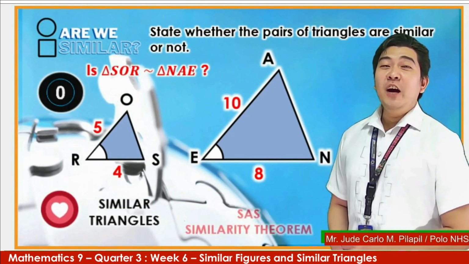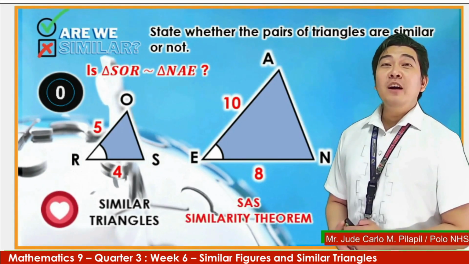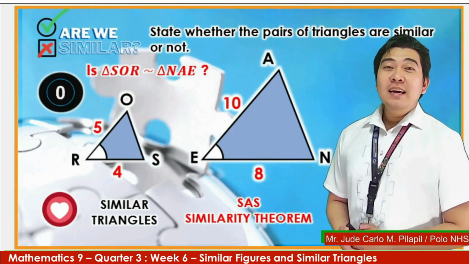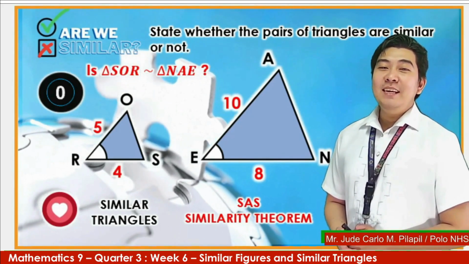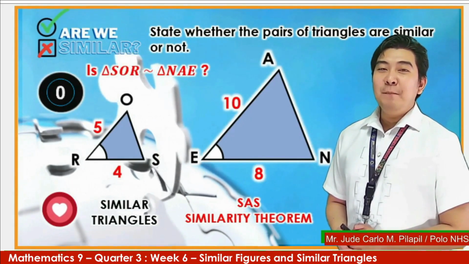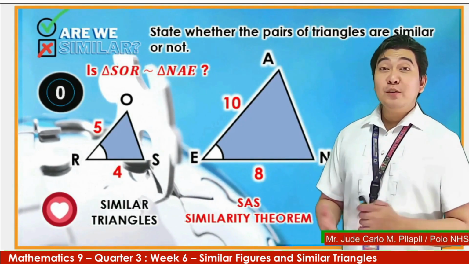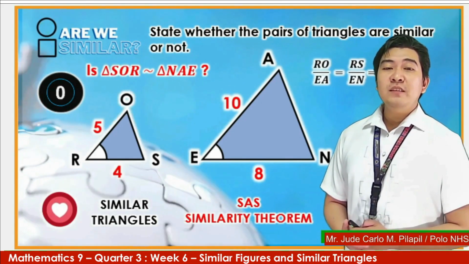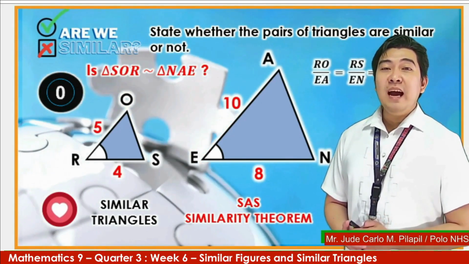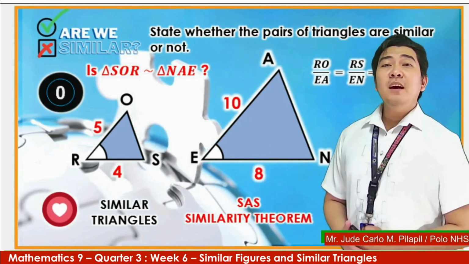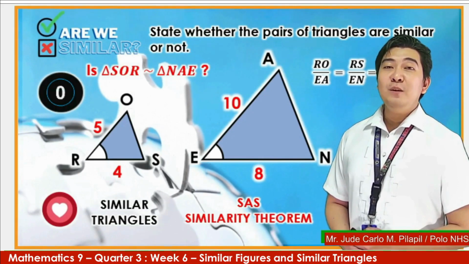If you hit the heart react button, then you are great! Yes, we can say that triangle SOR is similar to triangle NAE. So that is by SAS Similarity Theorem. Since angle R is congruent to angle E, and if we are going to get the ratio of the sides, the scale factor is 1/2. Therefore, we can really say that the two triangles are similar because of SAS Similarity Theorem.